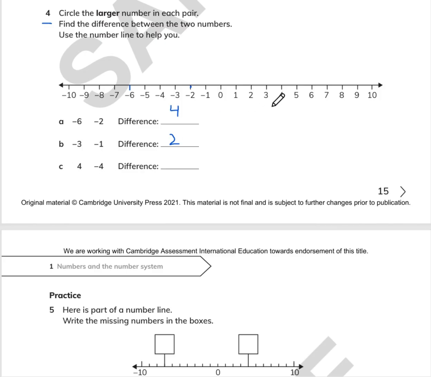4 and minus 4. You have to start from here and then go to this. So let's see the difference: 1, 2, 3, 4, 5, 6, 7 and 8.